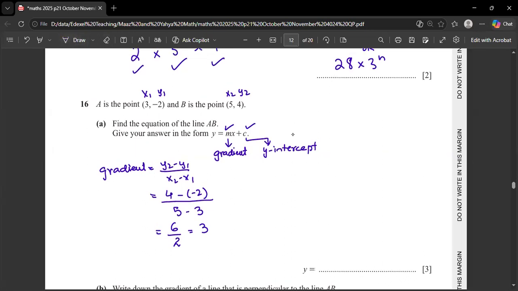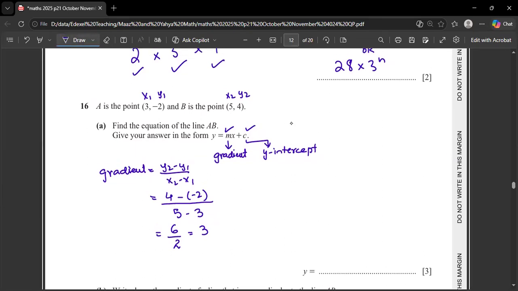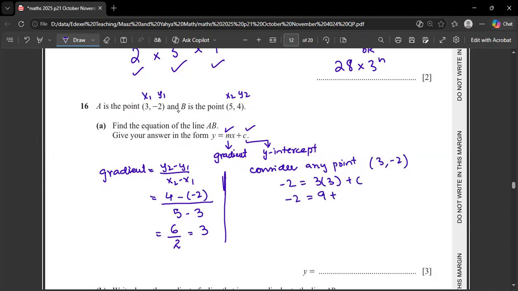Now, let's work out the y-intercept. Consider any point. Let's say (3, -2) and plug it into the equation. So minus 2 equals the gradient, which was 3, times x, which is 3, plus c. Minus 2 equals 9 plus c. This 9 goes there, and we get c equals minus 11.